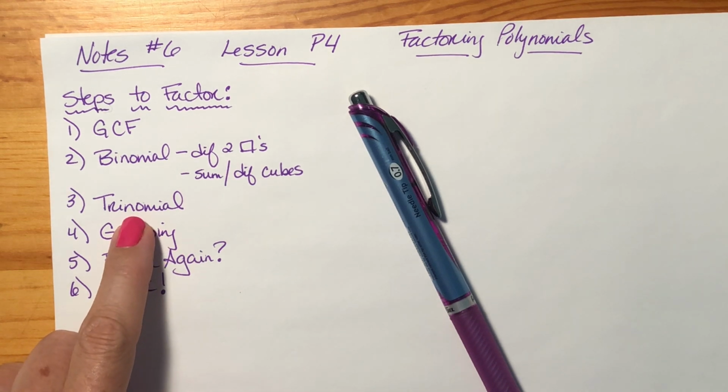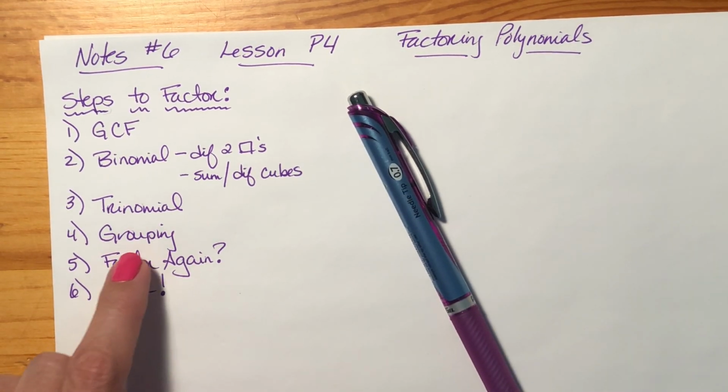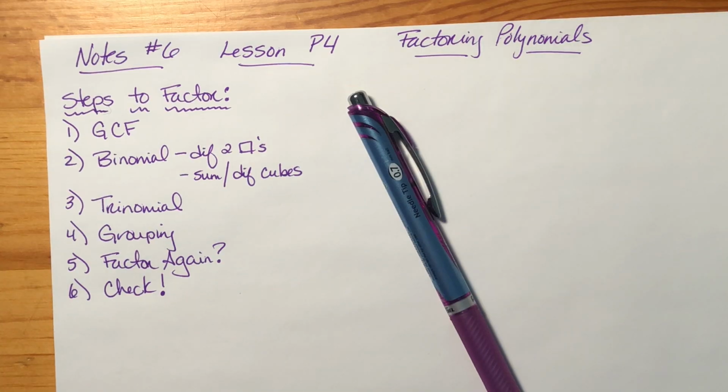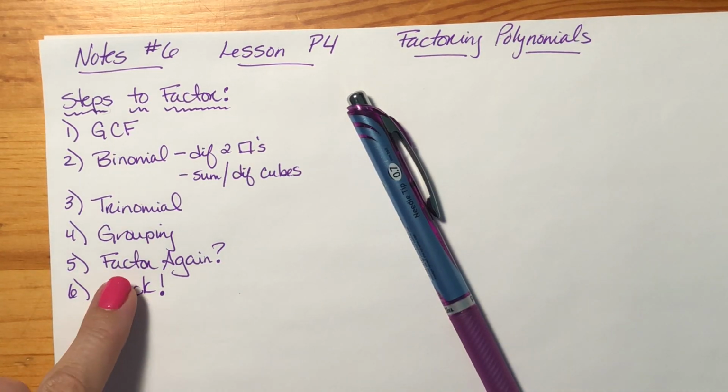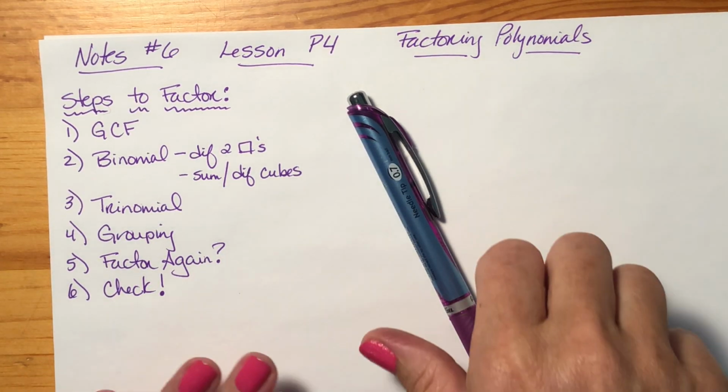Third step is to go ahead with your trinomial, old-fashioned trinomial factoring. I know you did tons and tons of this in your Algebra 1 class. Fourth step is to look at grouping. Is it 4 terms or more that I can break down into separate groups? I always like problems where you can factor again and again, so look for those. And finally, you have to check your answer, okay?